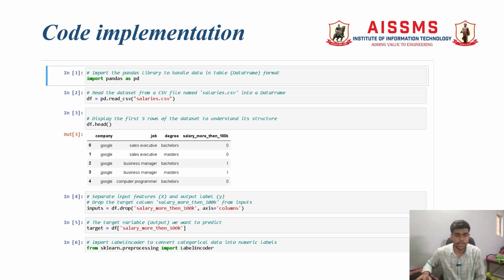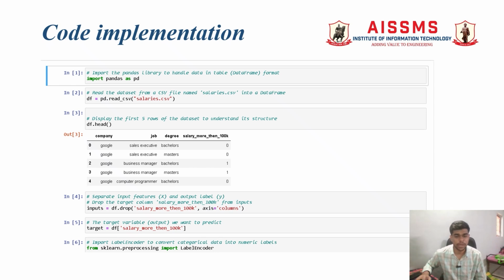In the next line, inputs equals df.drop salary more than 100K, dropping that column. So here your data set df contains employee information, company, job, and degree, and it predicts the output based on the input features: inputs equal to all other columns, company, job, degree, and target equal to the salary column. Our goal is to predict whether the person earns more than 100K based on their company, job, degree and certifications.